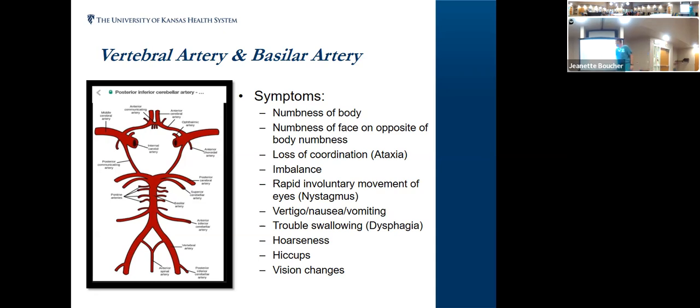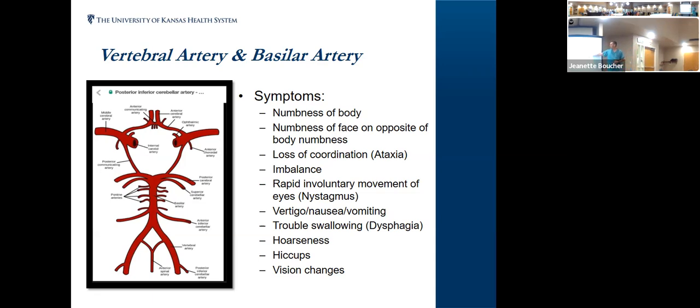Okay, that's a little bit of the anatomy as far as your blood vessels go. But like I said, this is where your brainstem is going to be, so you can have very unusual symptoms with these. You can have numbness of the body. You can have numbness on one side of the face and numbness on the other side of the body. You can start with what we call cross symptoms. You can have difficulty with your coordination. The posterior circulation also supplies blood to your cerebellum, which is the very back bottom part of your brain. The cerebellum works with coordination, balance, things of that nature.